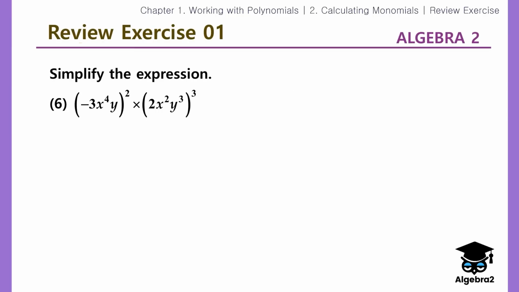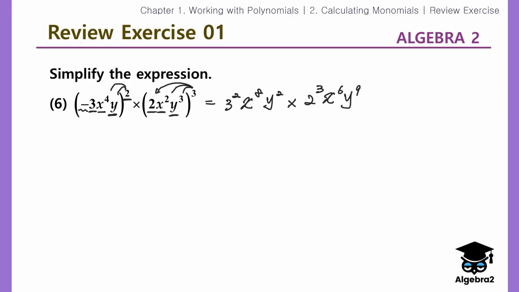Number 6, let's eliminate this parenthesis. Here we have a negative squared, right? So that's positive, and 3 squared, x to the 2 times 4, that's 8. X to the 8, and y squared, right? Y squared times 2 cubed, x to the 2 times 3, x to the 6, and y to the 3 times 3, that's y to the power of 9.